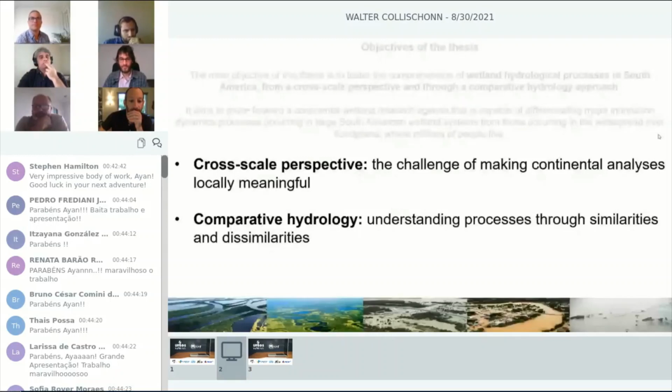And there are two main concepts I think are important here. Firstly is the idea of a cross-scale perspective, where we have this challenge of making continental analysis locally meaningful for multiple stakeholders. And also a comparative hydrology approach, where we try to understand processes through similarities and dissimilarities.